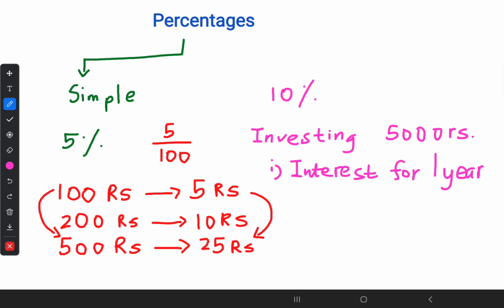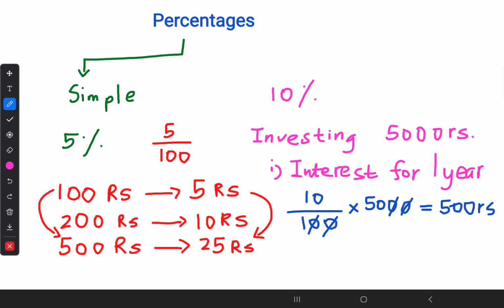From the percentage we can incorporate the fraction. So 10 percentage means if I invest 100 rupees, they will give me 10 rupees as bonus interest. Likewise, if I invest 5,000 rupees, what is the amount of interest I can obtain? By simplifying this, we can get it as 500 rupees. So at the end of the year, I will receive 500 rupees as interest for 1 year.